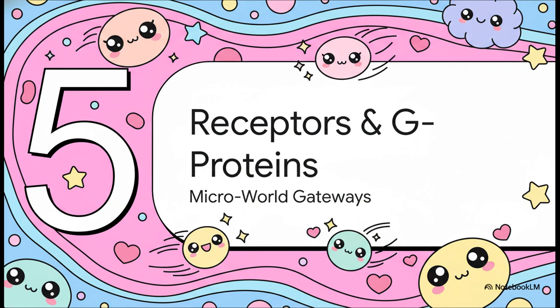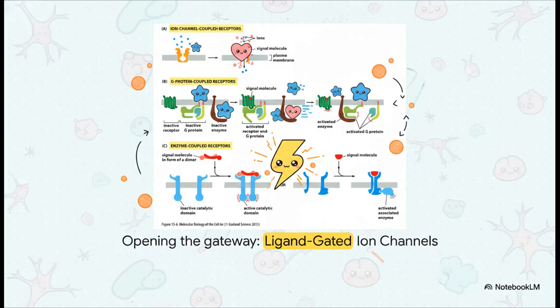Section 5. Receptors and G proteins, the micro-world gateways. To get our answer, we need to zoom in about 1,000,000 times, right down to the surface of a single cell membrane. We are officially in the realm of cellular receptors. One way that chemical message sneaks inside is through ligand-gated ion channels. Basically, the signaling molecule, the ligand, binds to a closed channel on the cell's exterior.